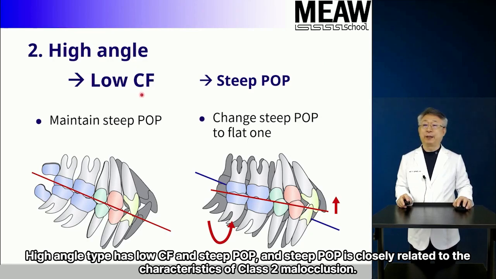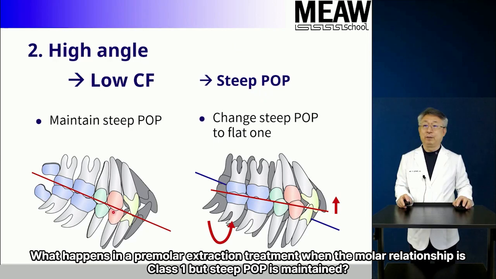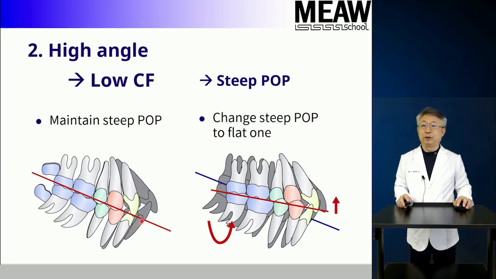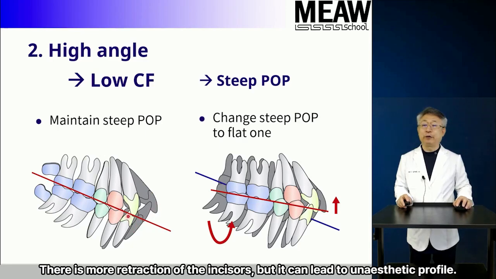High angle type has low CF and steep POP, and steep POP is closely related to the characteristics of class 2 malocclusion. What happens in a premolar extraction treatment when the molar relationship is class 1 but steep POP is maintained? The upper incisors will be retracted by a large amount and at the same time extruded. There is more retraction of the incisors, but it can lead to an unaesthetic profile.